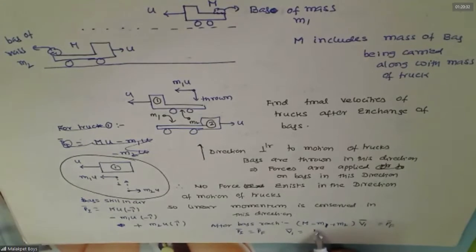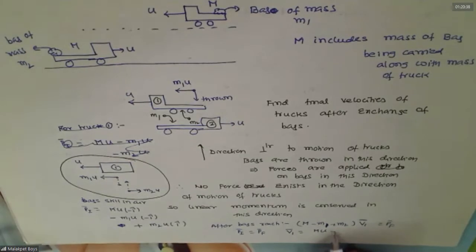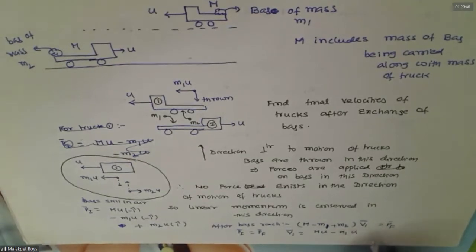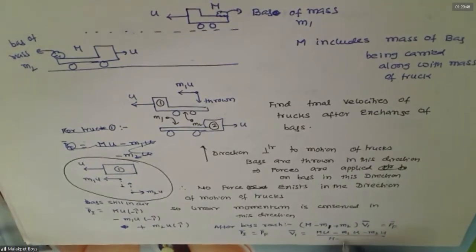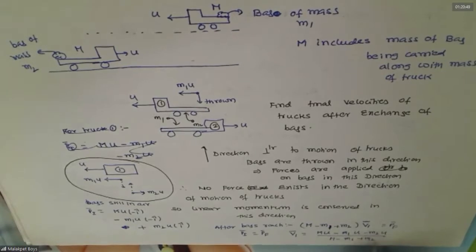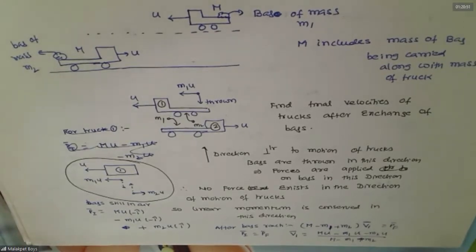What is that you are getting? MU plus M1U. Sir, plus M2U, sir. M1U plus M2U, in the numerator, not the denominator.